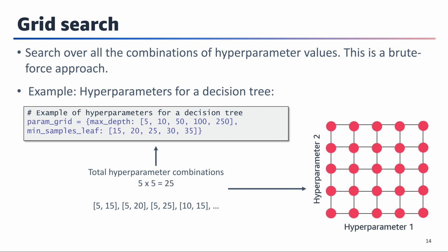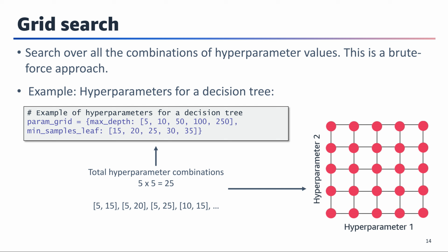For example, when tuning a decision tree model, the hyperparameters could include the maximum depth of the tree and the minimum number of samples required at each leaf node. The grid search process would evaluate the model's performance for every combination of these hyperparameter values from a predefined set. The slide illustrates this concept using a decision tree example with 2 hyperparameters, max_depth and min_samples_leaf. The param_grid dictionary defines the values to be tested for each hyperparameter, with max_depth ranging from 5 to 250, and min_samples_leaf ranging from 15 to 35.